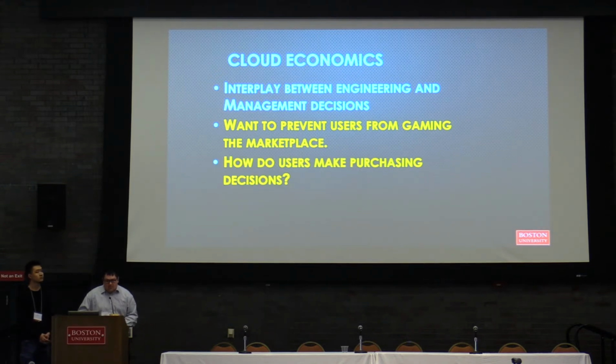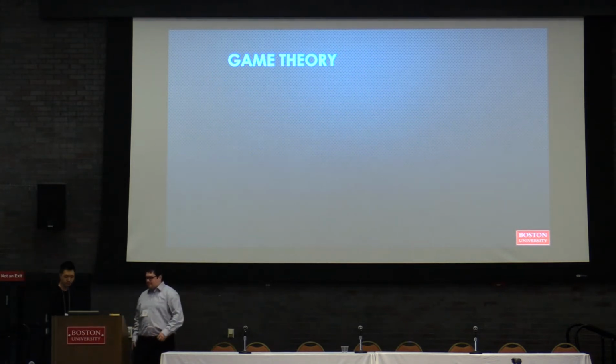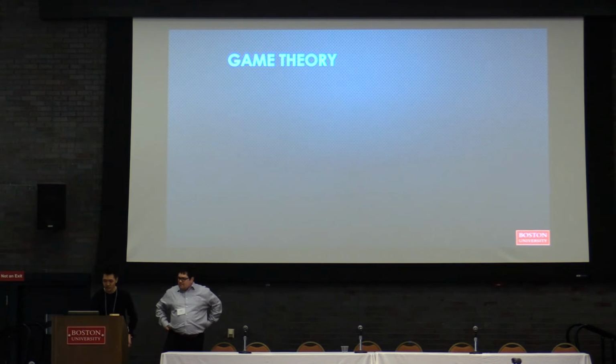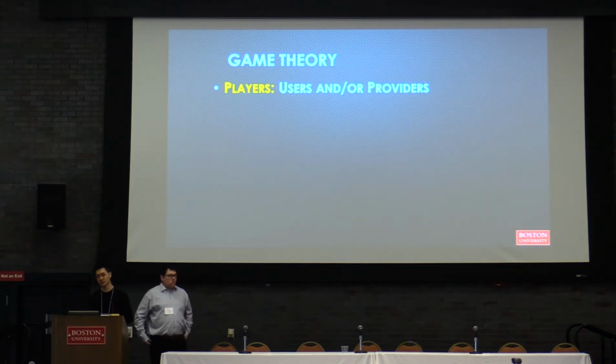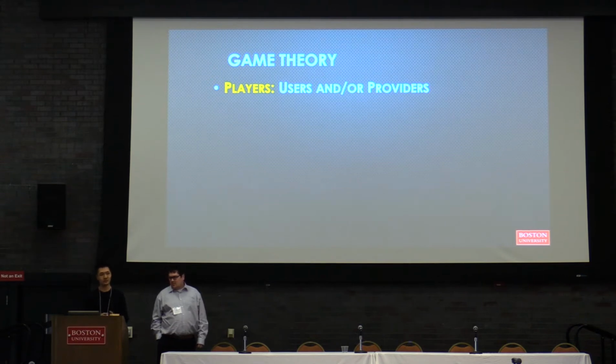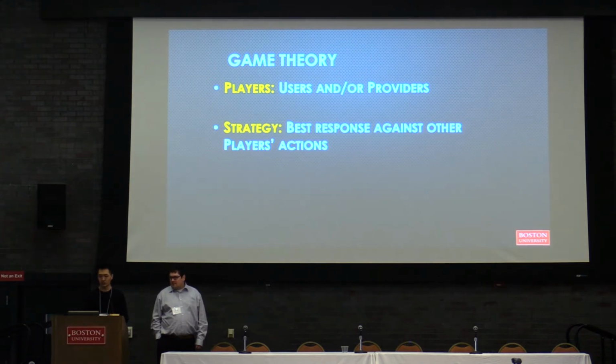But in order to be able to set up a system to prevent that, we need to first understand how the users make the purchasing decisions in the first place. And we explore this through game theory. In the settings of game theory, we have the players, which could be the cloud users and the potential providers. The providers could be a separate provider that operates the cloud, or the users themselves in the marketplace. So we want to reason about the strategies of these players.